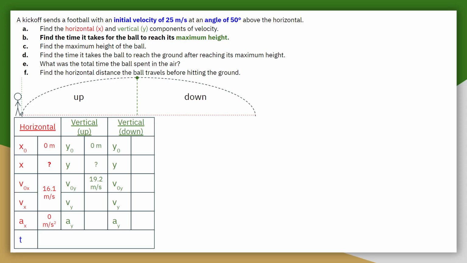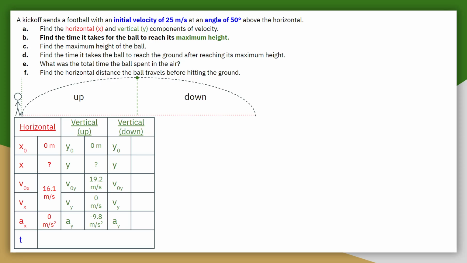We know its starting vertical velocity would be 19.2 meters per second. And now we actually do know the final velocity. Because at the point where the ball can no longer go any more up, once it reaches its maximum height, that is where the ball has a velocity of 0 meters per second vertically, while it's still accelerating downwards at a rate of 9.8 meters per second squared.